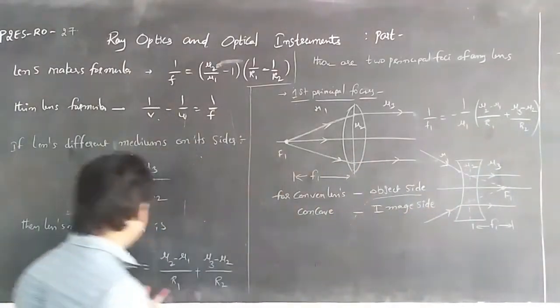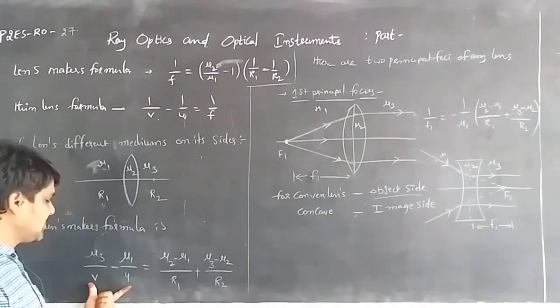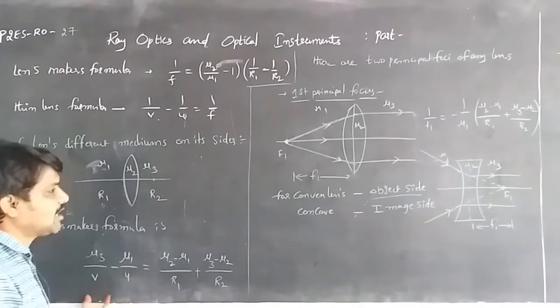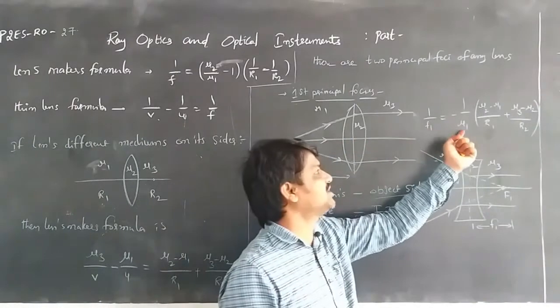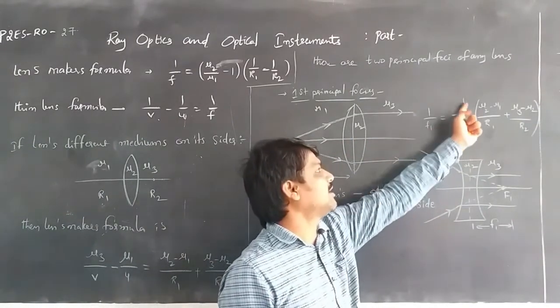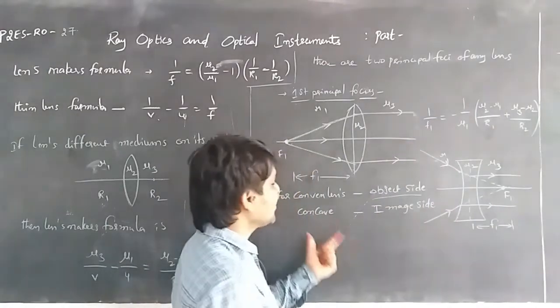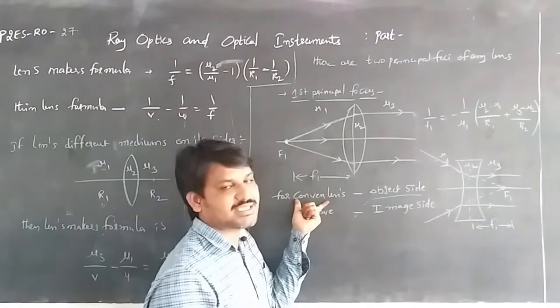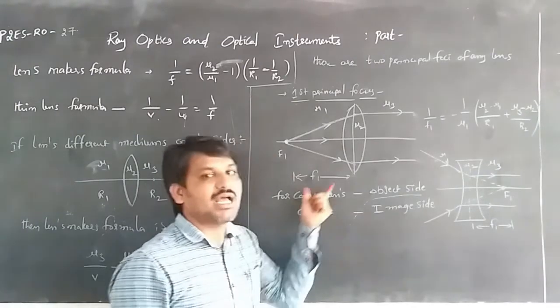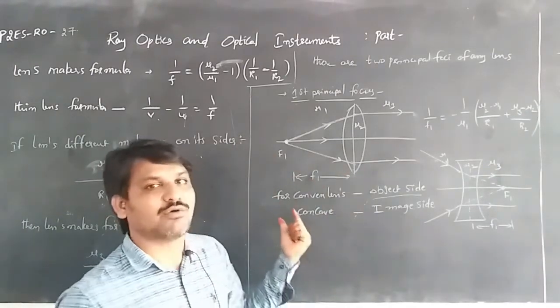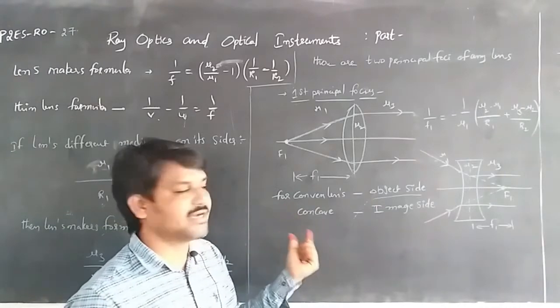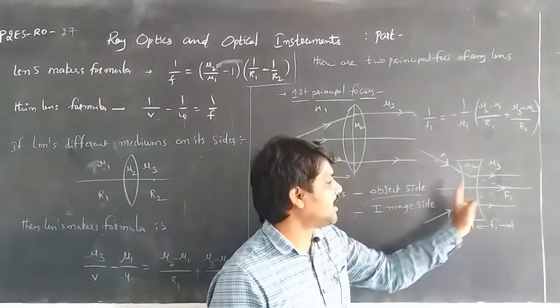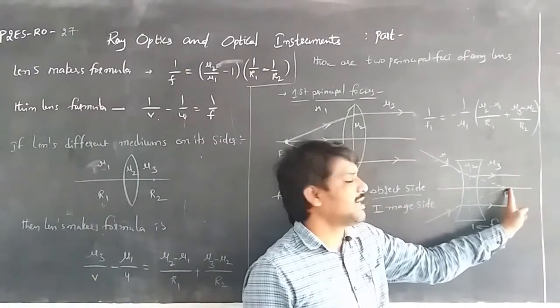Whenever this term changes to mu3 minus mu1, we can get it by calculation: 1 by f1 is equal to minus 1 by mu1. Then in the case of a convex lens, the principal focus will be formed on the object side, where the object is placed. For a concave lens, the principal focus will be formed on the image side.